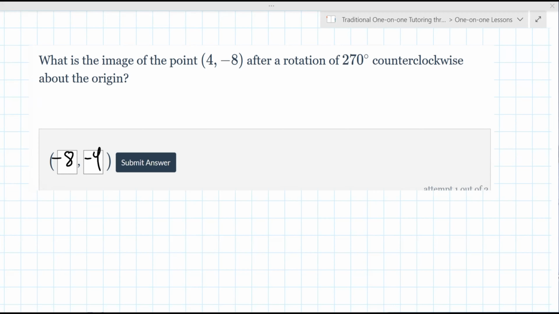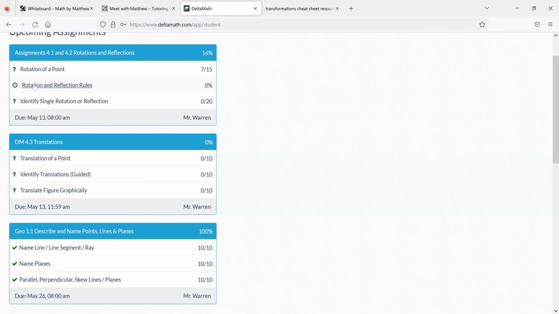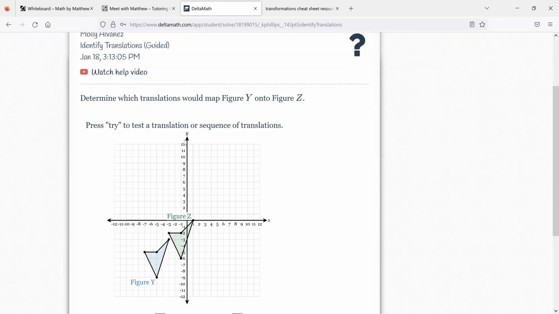So the options are, let me just go back to that screen. The options are rotation and reflection rules, which I guess maybe is not an assignment. Maybe that's just the things I sent you. So should we go to identify single rotation or reflection, or should we go to one of these other ones, translations? Identify translation guided. This one right here, guided? Yeah. Okay. All right. Okay, great.